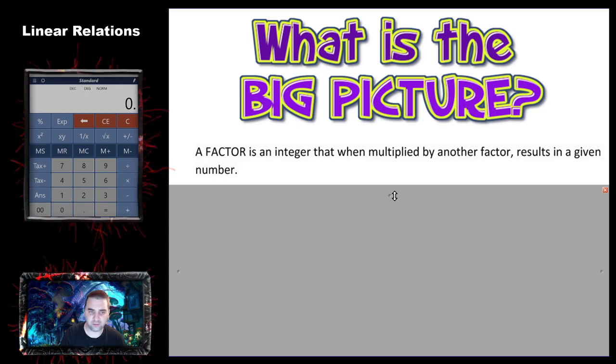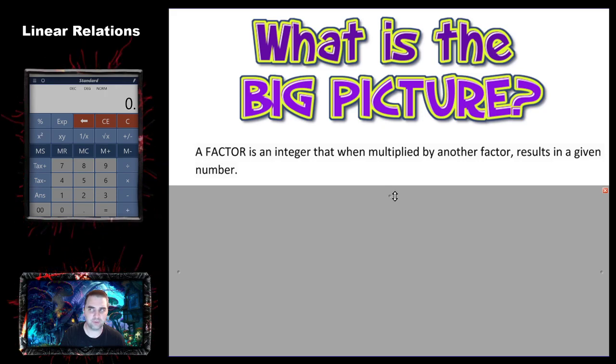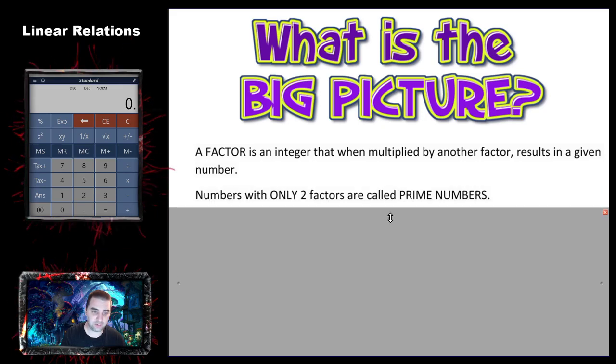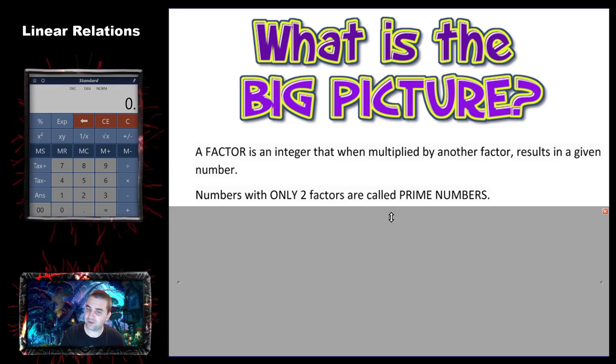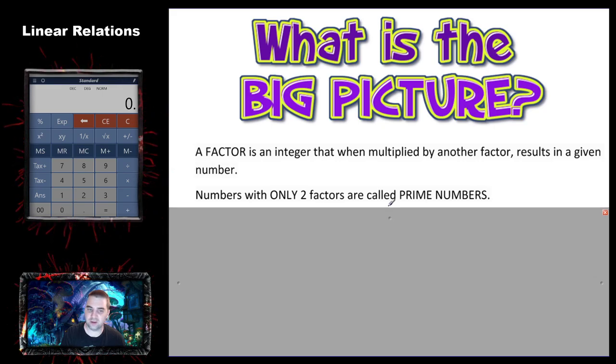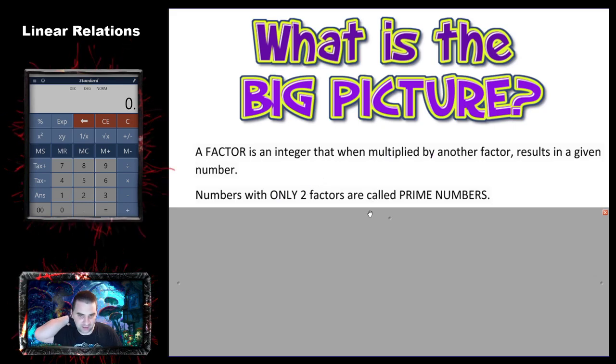So a factor is an integer that when multiplied by another factor results in a given number. Okay. So you just multiply two things together to get something else. That's what a factor is. So 2 and 5 are factors of 10 because 2 times 5 is 10. All right. Numbers with only two factors are called prime numbers. So when you only have two possibilities, then that is a prime number.